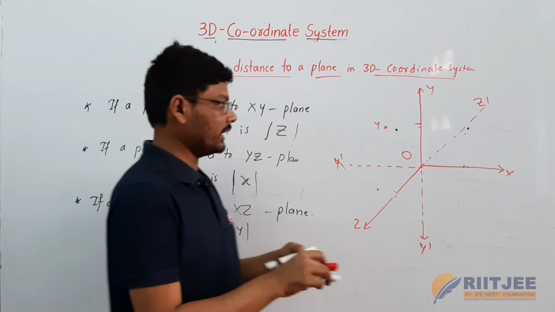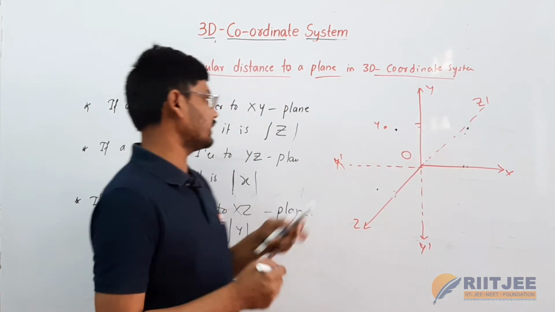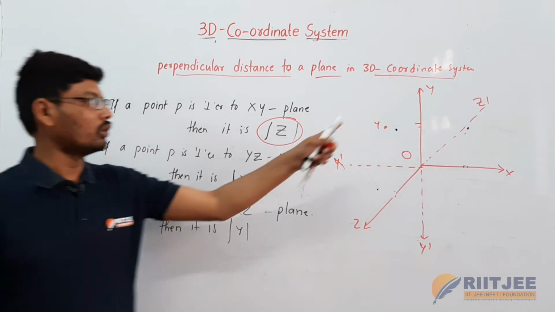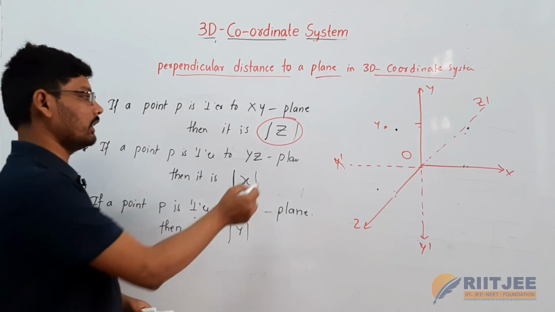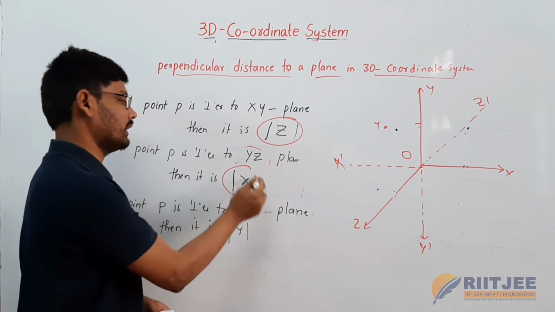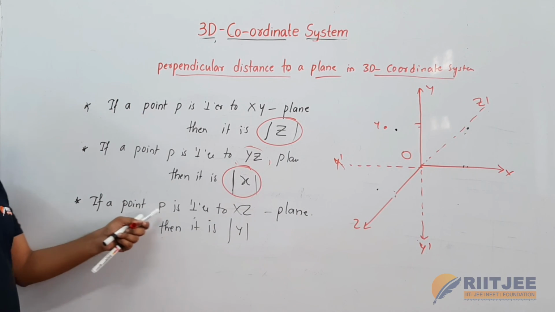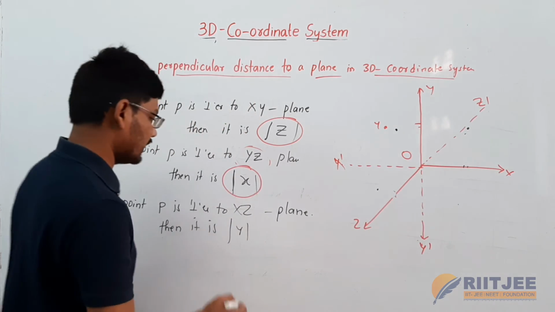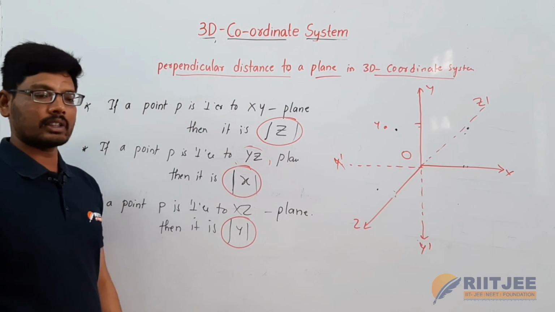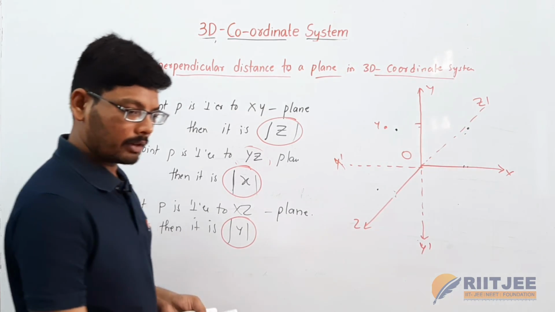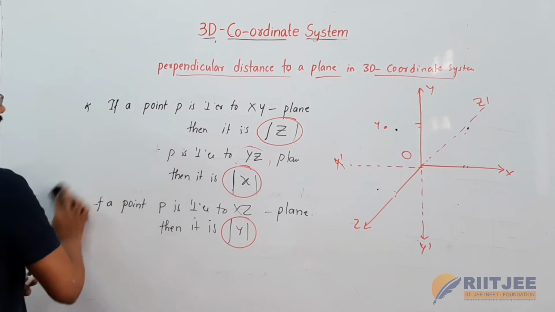So if a point is perpendicular to the xy plane, the value is mod z. If perpendicular to the yz plane, the value is mod x. If a point P is perpendicular to the xz plane, then the value will be the modulus of y. This is all about this perpendicular concept here.